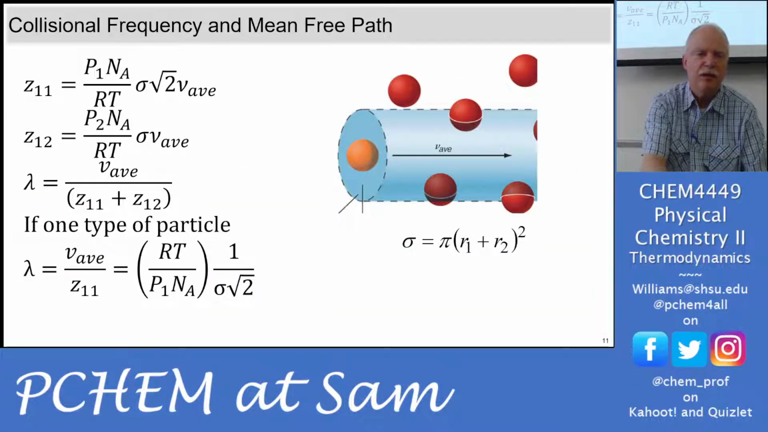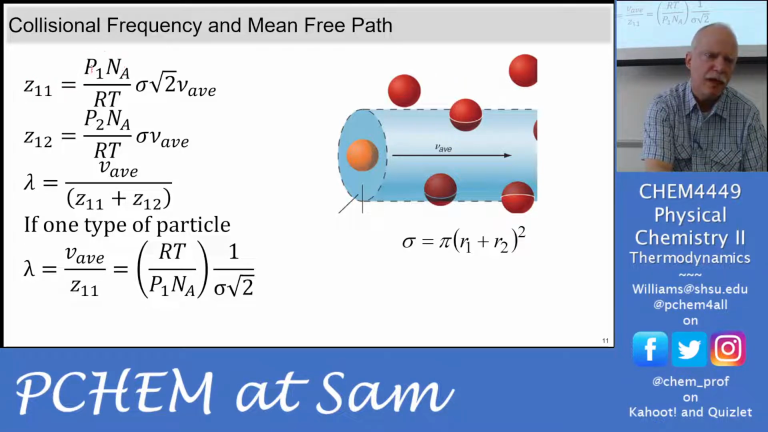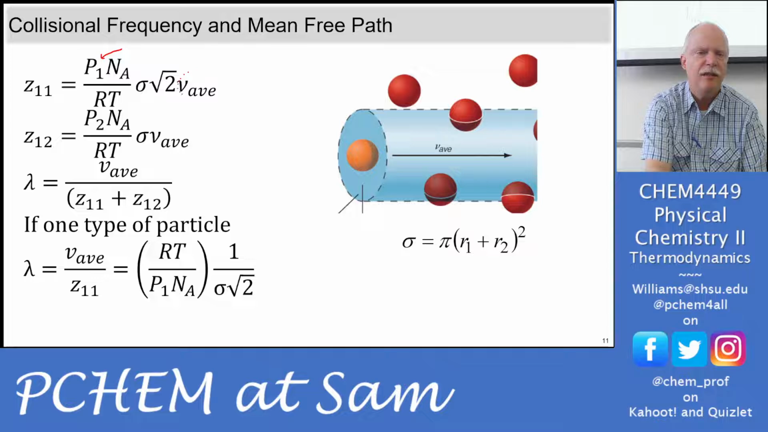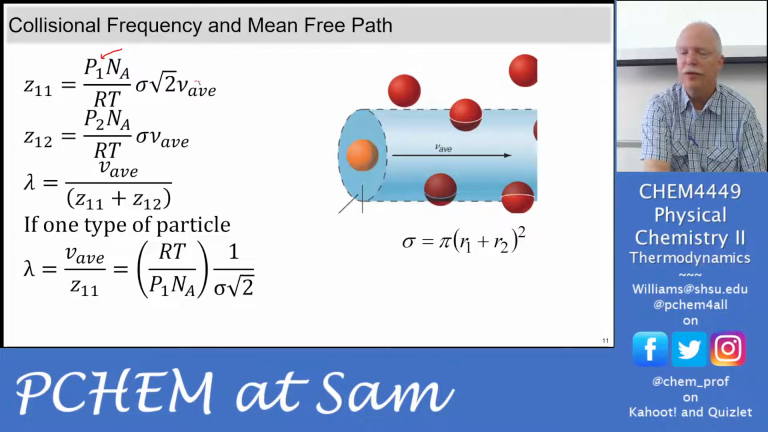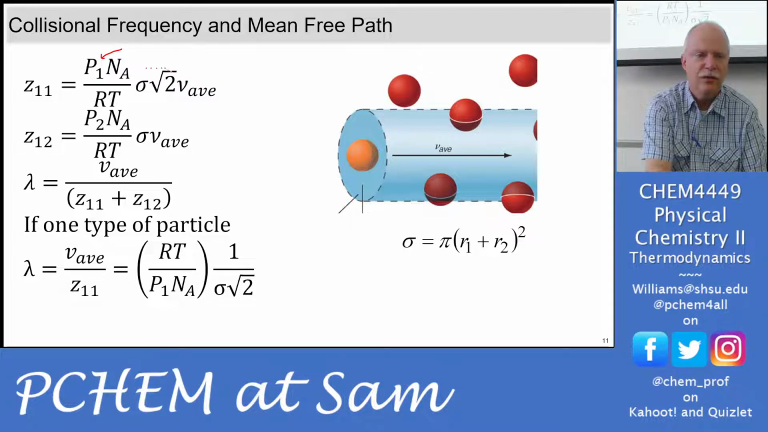So here's our equations. This Z11 is particle 1 colliding with another particle 1. And it has the partial pressure of 1. And the equation is a little different than what you have in your notes. I went ahead and consolidated that piece on the right. That is the average velocity. So that little piece on the right with the square root, those pieces in there just are the average velocity.